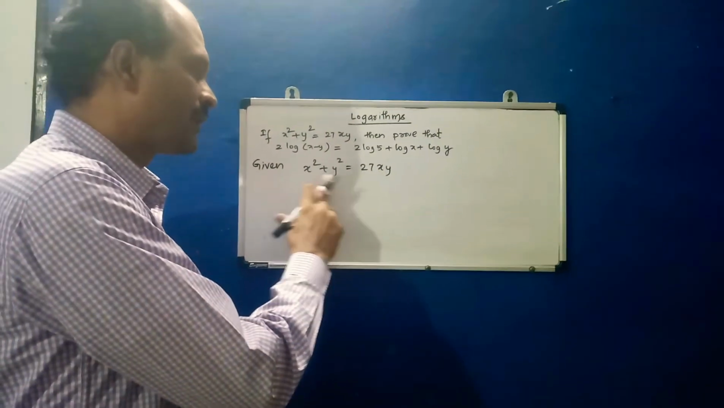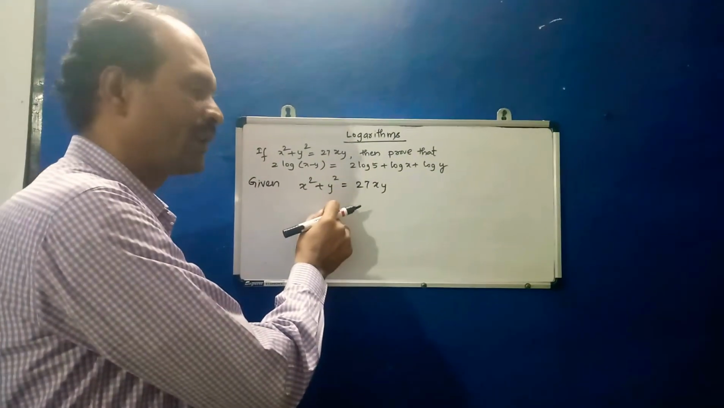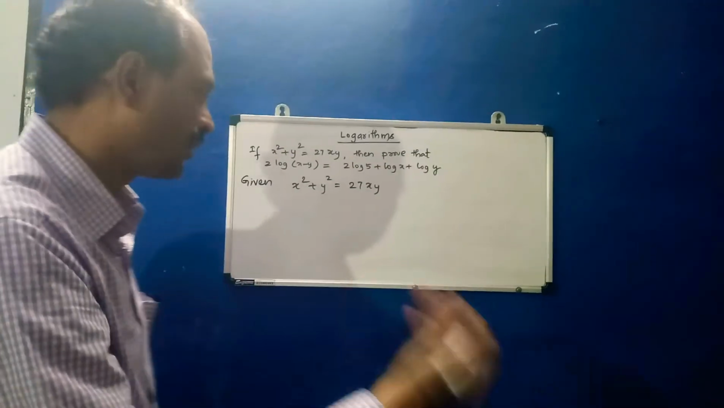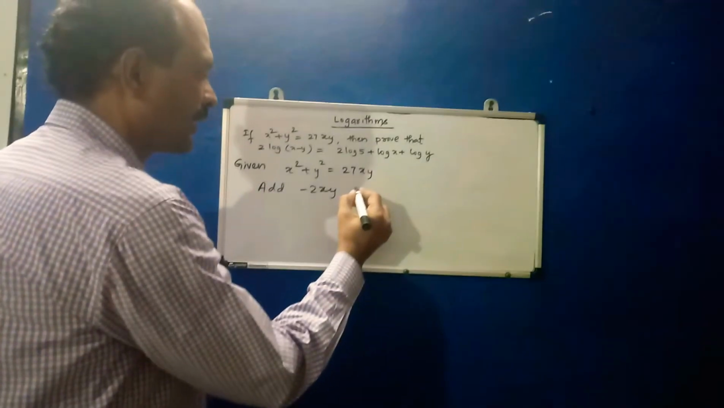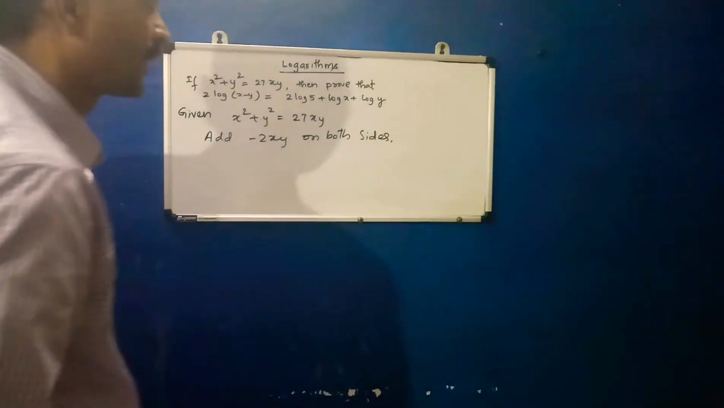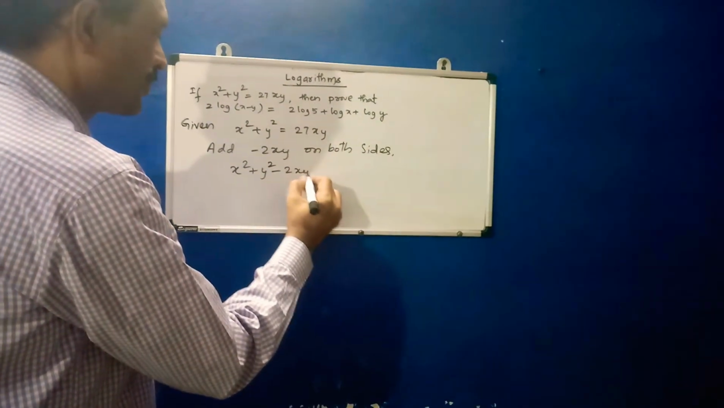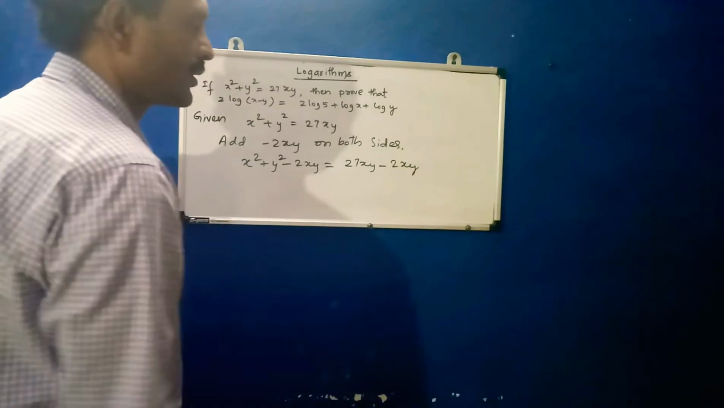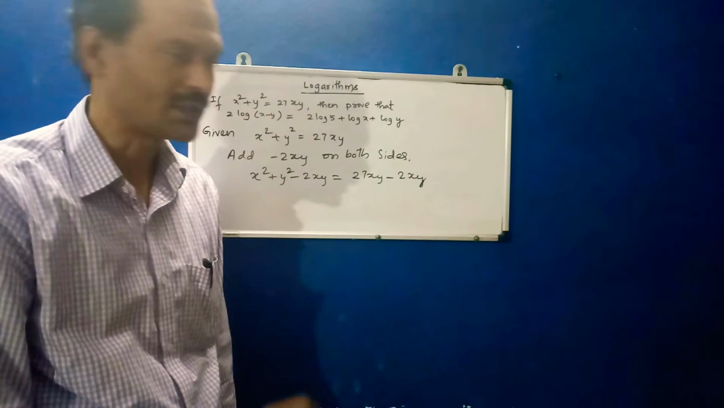So x square plus y square is already here. The missing term here is minus 2xy. If I bring that minus 2xy here, then I can write this as (x minus y) whole square. This is the logical way of thinking. So now I add minus 2xy on both sides. Then the expression becomes x square plus y square minus 2xy is equal to 27xy minus 2xy. I am subtracting 2xy from both sides, which is the same as adding minus 2xy on both sides.